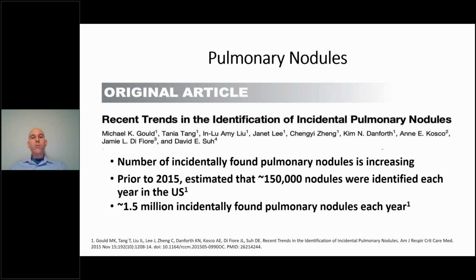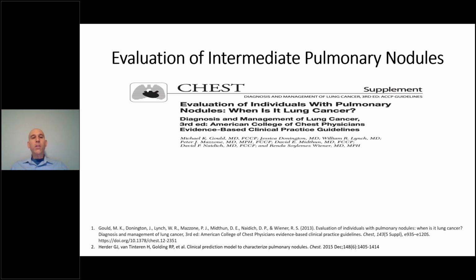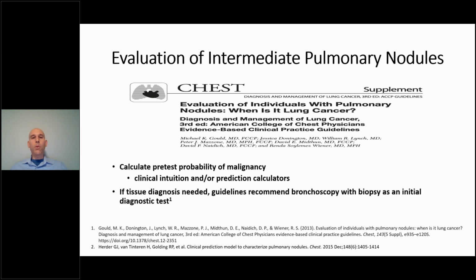So then the question is, once we see all these nodules, what do we do with them? Obviously, we're very fortunate that experts have sat down and given us some guidelines, some clinical evidence to help guide us in our assessment. One of the things we start to do when we see a person for a consultation regarding a nodule is we start to think about the pretest probability of this being malignant. And there are two main ways that we do that. One is by clinical intuition itself, and the other, of course, is by using prediction calculators. And we'll go through that in a moment.